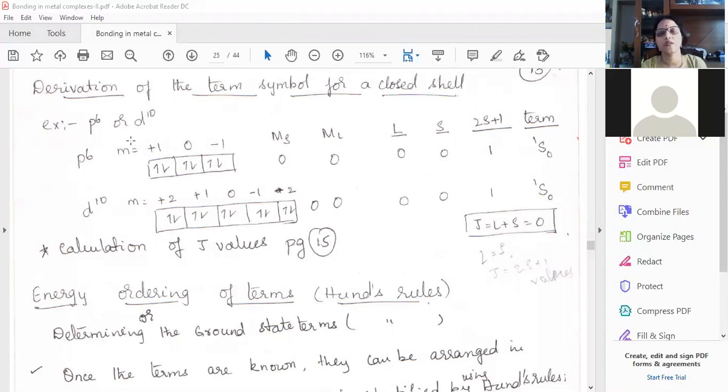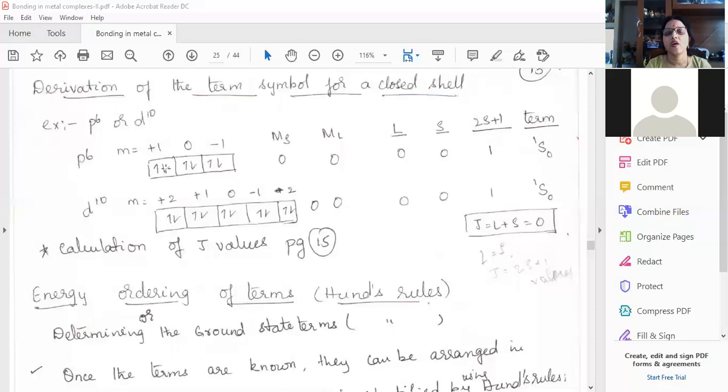Okay, so today's class, this is a new thing we are learning today. Till now we have done just the summary. So if it is a completely filled shell, like it is P6 or like D10. Okay, now let's look at here. The p orbital is having 3 orbitals. Okay, so all the 6 electrons I have put here already.